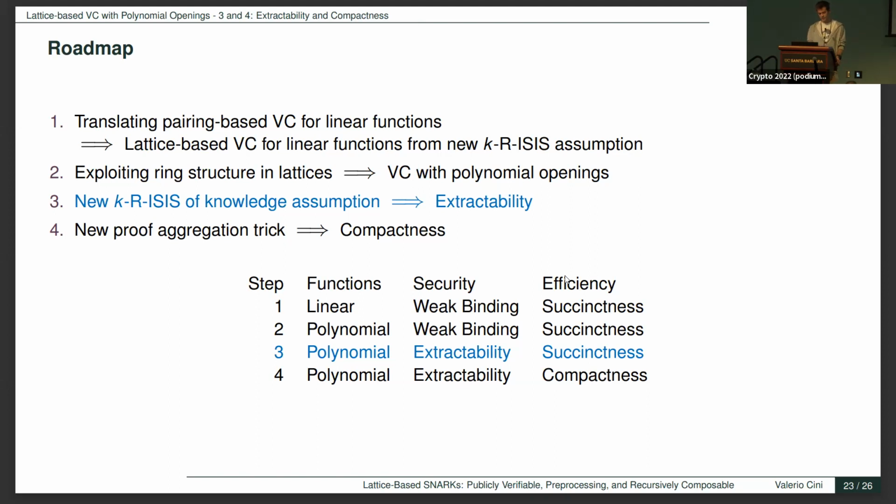And then once we have extractability, we can use an aggregation trick that involves embedding some SIS instance in the public parameter. Whenever the prover wants to prove to the verifier a bunch of functions, instead of proving each function on its own, it compresses all these functions using the SIS instance and then proves that instead. And using the extractability, we can get extractability for this multi-function version of the scheme.